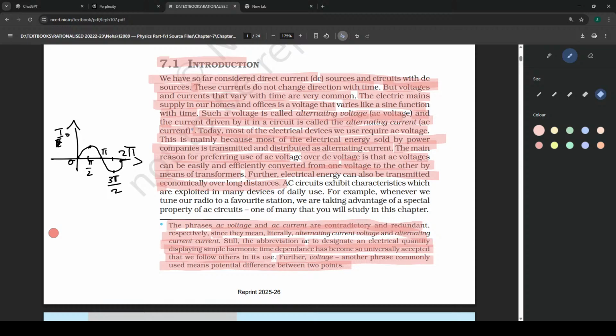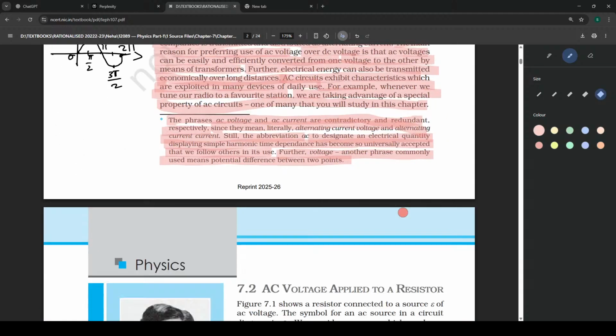So this can be done only through AC currents. DC currents, it's not very efficient. It's not possible. So AC currents, the two main uses are long transmission, and we can easily manipulate the voltage. AC currents exhibit characteristics which are exploited in many devices of daily use. For example, whenever we turn our radio to a favorite station, we are taking advantage of a special property of AC circuit, one of many that you will study in this chapter.